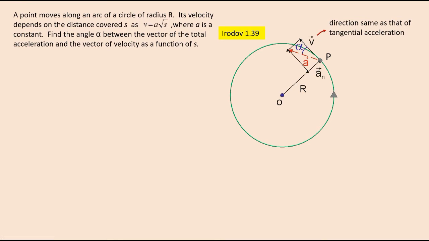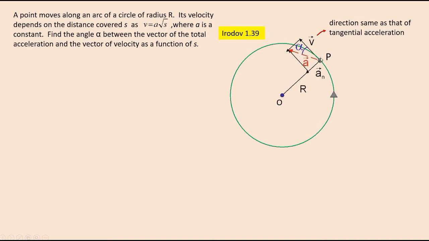Okay, so there is tangential acceleration also. There is normal acceleration, also tangential acceleration. There will be a resultant, which is represented as a. You have to complete the parallelogram, which is a rectangle here, but we don't want to find the magnitude of the resultant acceleration. Resultant acceleration is given here as total acceleration. We want to find this angle alone, angle alpha between the vector of the total acceleration and the vector of velocity. This is the total acceleration.